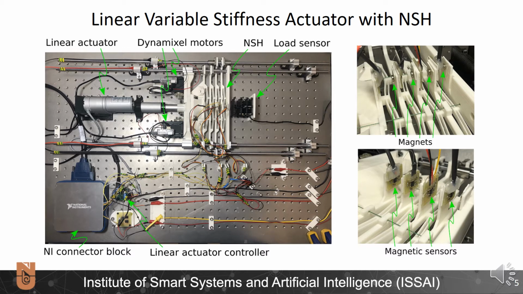It includes the linear actuator with its controller, Dynamixel motors, and the negative stiffness honeycomb with integrated magnets and magnetic sensors on it. Also, the setup contains a load sensor and the National Instruments connector block. The figures on the right show a close-up of the sensing system. It is mounted to the honeycomb and consists of 4 magnets located in front of 4 magnetic field sensors. The setup was assembled on top of an optical breadboard.